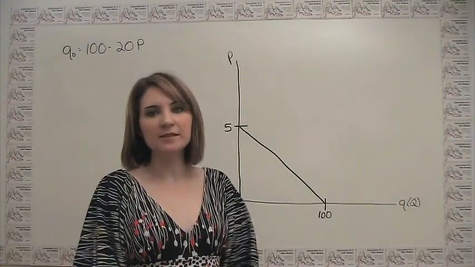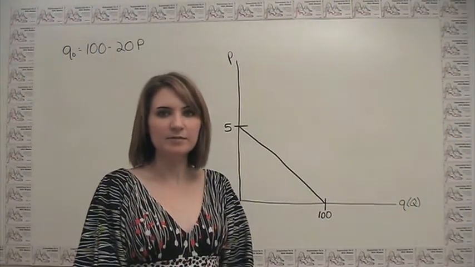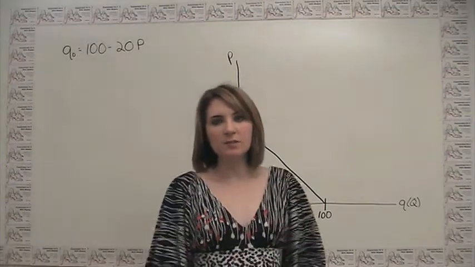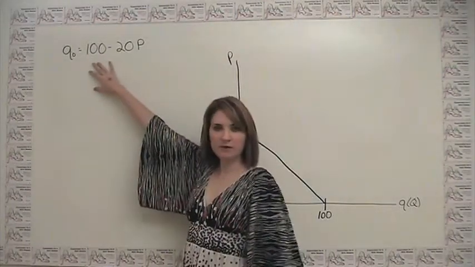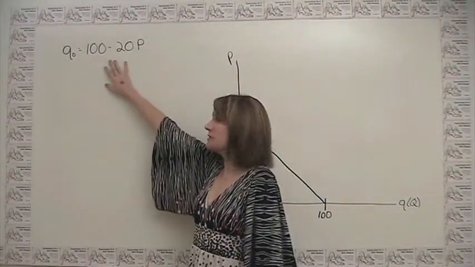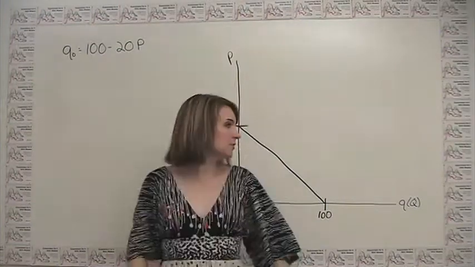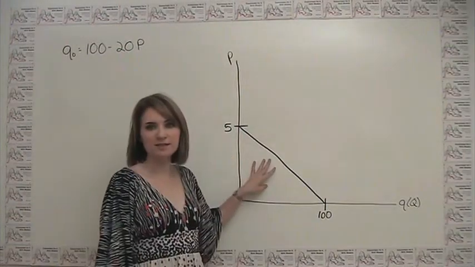Let's do some demand curve math to make sure we've got the basics down. We'll start with a pretty simple demand curve. The equation for our demand curve is just going to be 100 minus 20p. And you can see that our demand curve looks like this guy here.